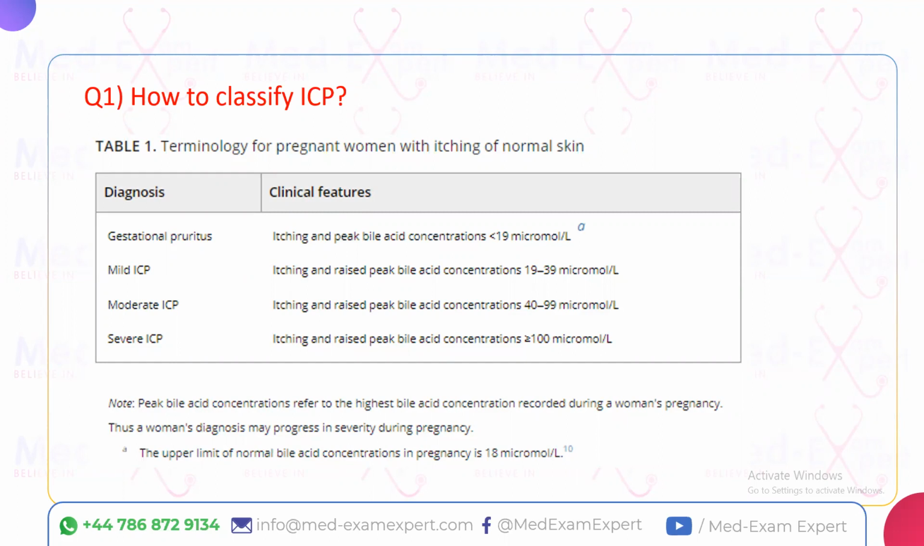19 to 39, it will be called mild ICP. 40 to 99, it will be moderate ICP. And severe ICP is when there is itching and raised peak bile acids of more than or equal to 100. Okay. So Sabine, you have to cram up these numbers, right? Yes. Yeah. So this is the classification.